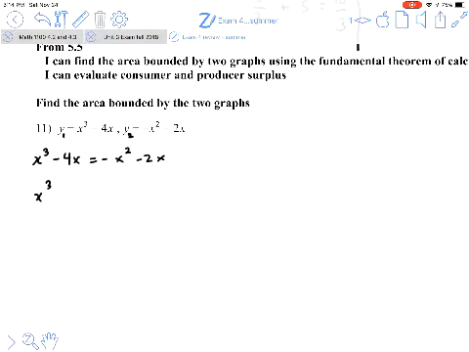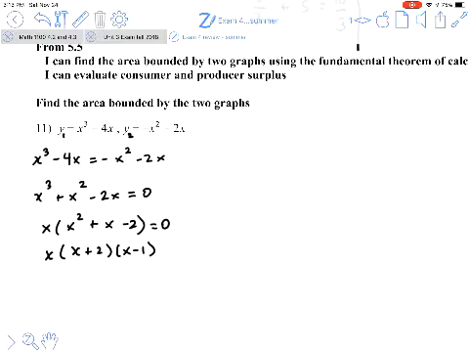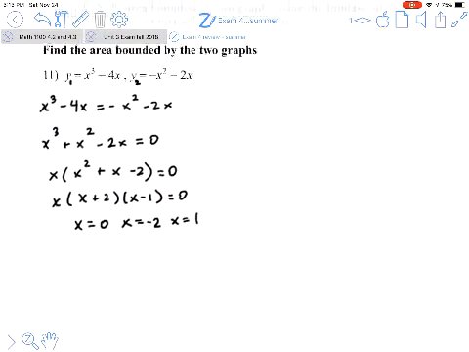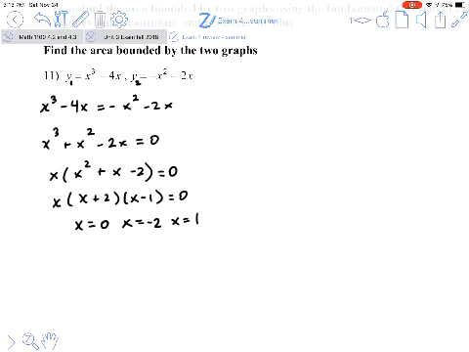So I'm going to get one side equal to 0. And you can factor out an x, and then continue to factor. So we have x equals 0, x equals negative 2, and x equals 1. This is a little unusual, that we have 3 points of intersection.